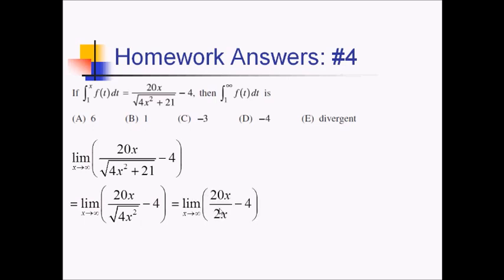20x over 2x simplifies to 10. So I've essentially got, and I can get rid of my limit now, I've essentially got a 10 minus 4, which is 6. So choice A.